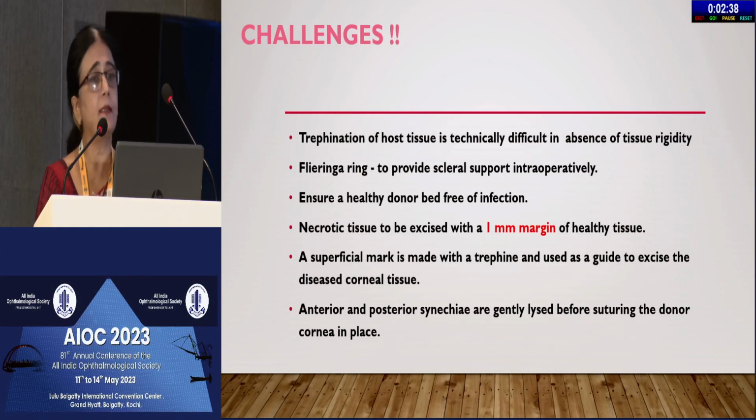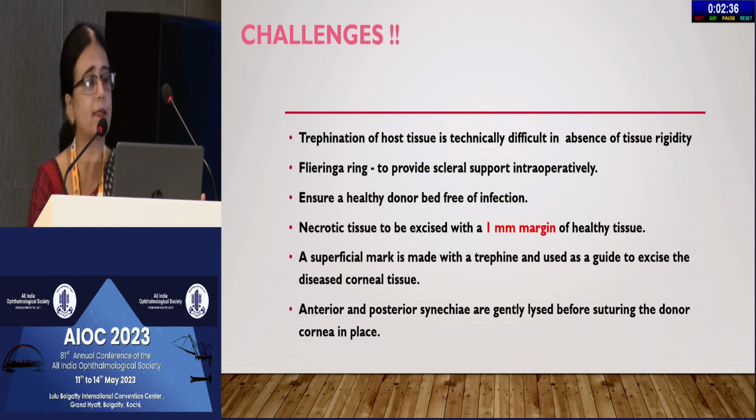The challenge which we come across in such cases is that trepanation of host tissue is difficult, owing to the absence of tissue rigidity because of perforation. Hence, one can use a Flieringa ring to give support and to prevent scleral collapse during the surgery. It is also important to ensure a healthy donor bed free of infection. At least 1 millimeter margin of healthy tissue should be ensured, so that cheese wiring does not occur and the sutures are adequately applied.